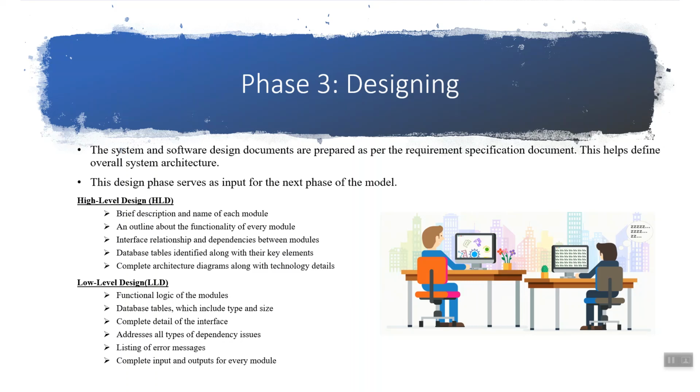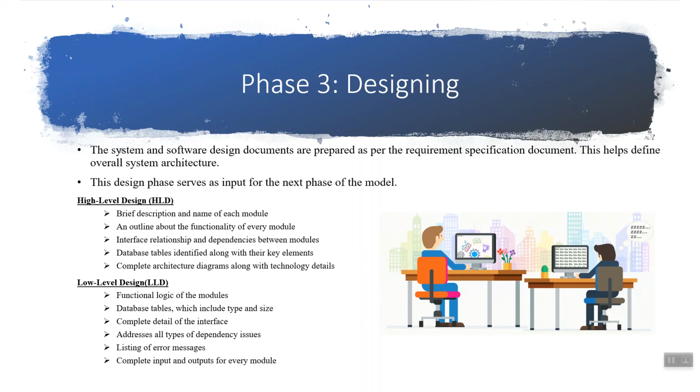In high level design document, a brief description and the name of each module is given. Also the outline about the functionality of every module, interface relationships and dependencies between modules, database tables identified along with their key elements. Also the complete architecture diagram along with the technology details is given in high level design document.